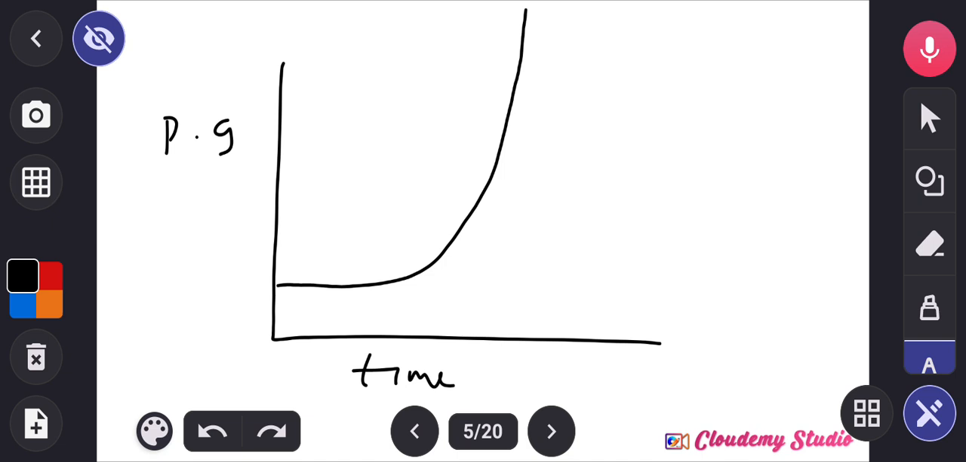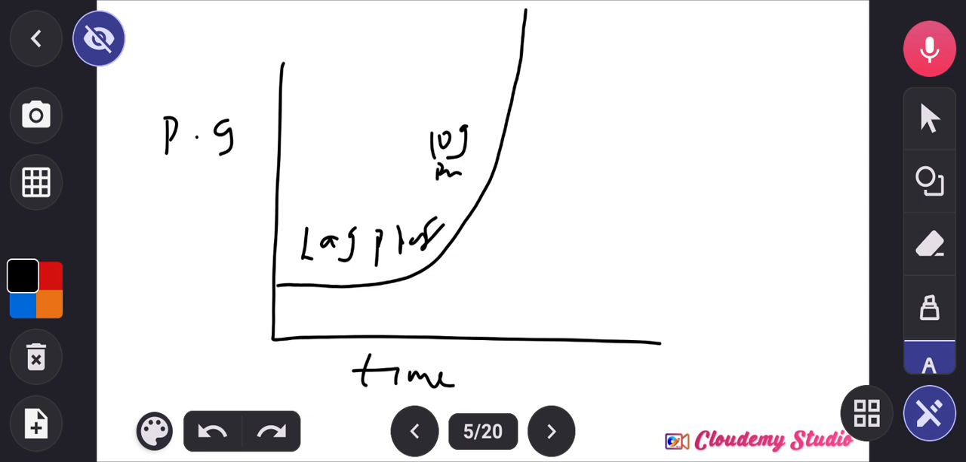It will increase exponentially. Now you see, we have two types of phase in this particular graph. We have the lag phase and we have the log phase. So this is the lag phase, and this is the log phase.